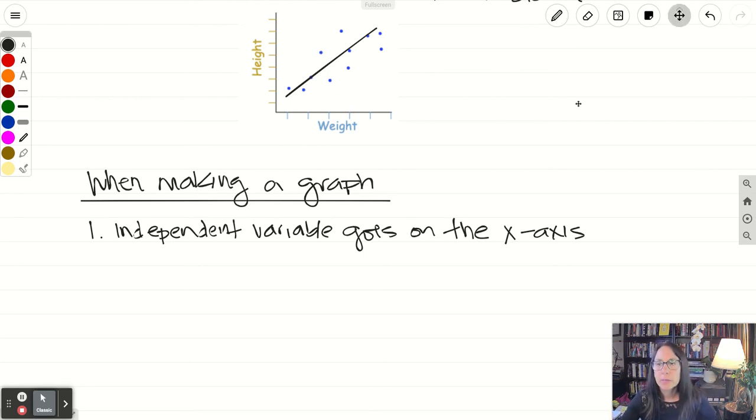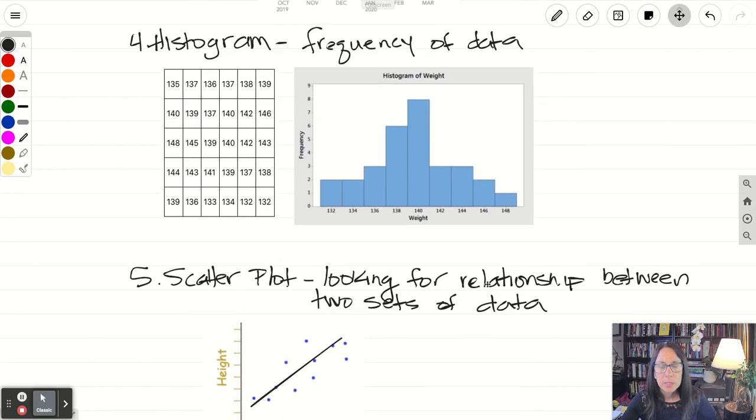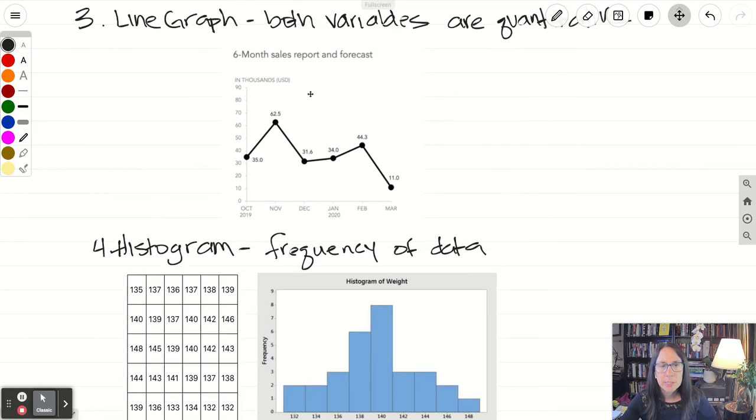But let's look at one of these other graphs up here, so let's look at this line graph. For the line graph and the bar graph, this would be true. The independent variable is on the x-axis. Remember, the independent variable is what's different between the groups. So when you're looking at the sales for this company, what's different between each data point is the time. That's what varies between each group, and so that's going to go on the x-axis.